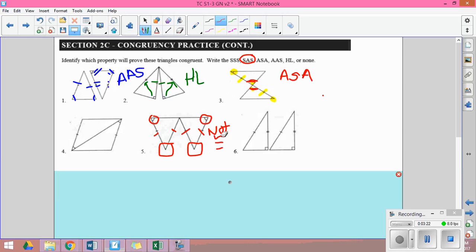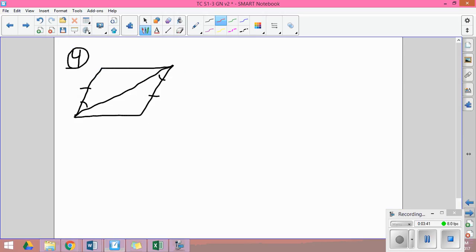I can't prove it. And if I look at number 6, again, I've got a right angle, so I'm going to look first to see if I have HL. Indeed, I know the hypotenuse of each one, and I know one leg of each one, so these 2 would be congruent by HL. So I'm going to jump over to this picture to talk about number 4.